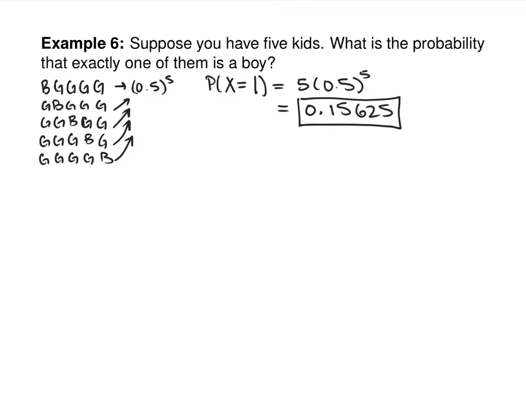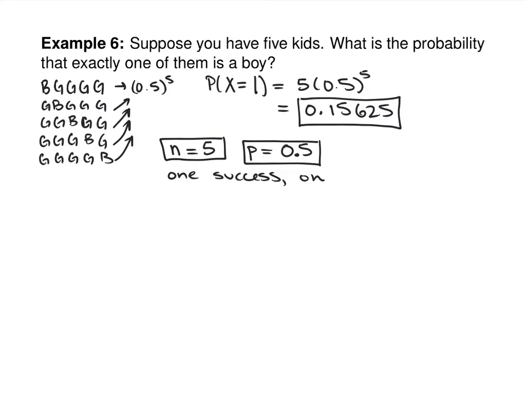So first of all, let's talk about why I said x equals 1 and how come this is binomial. Let's talk about n, the number of trials. How many trials or times do you have kids? You have 5, so your number of trials is 5. The probability of success would be having a boy. That has probability 0.5. And we care specifically about there being one success, or one boy. That's why this was probability x equaled 1.